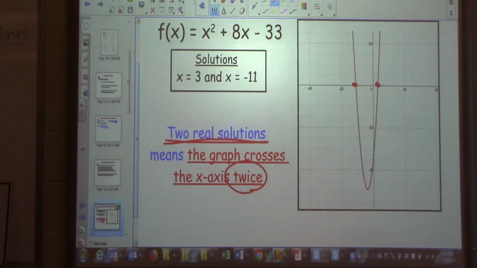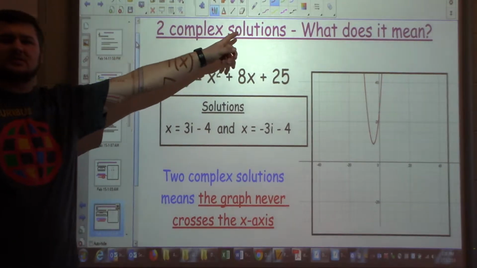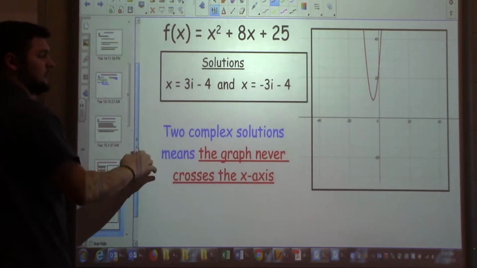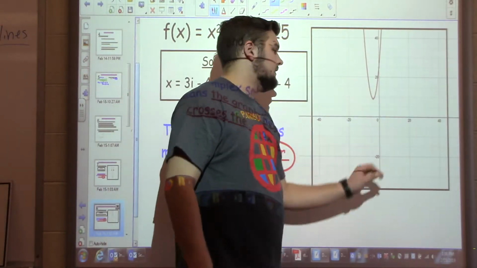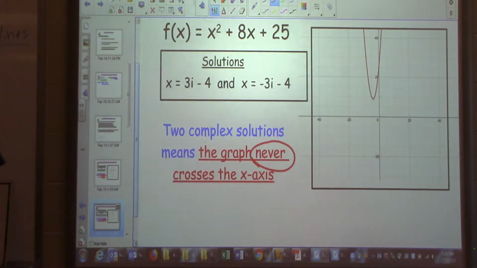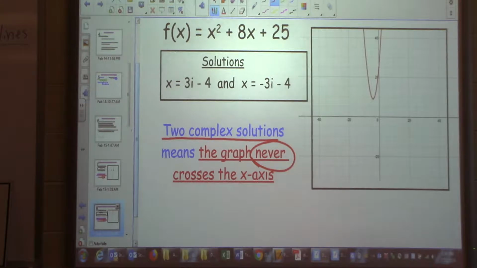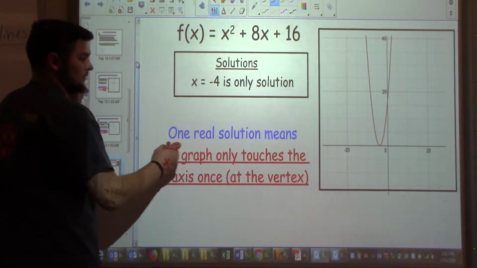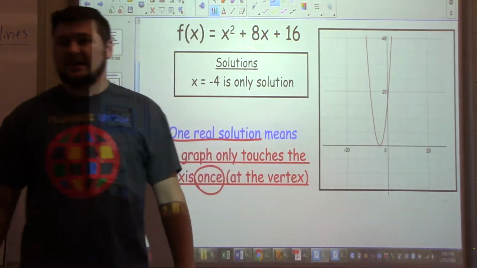Okay? We're going to have two complex solutions. What does that mean? What does complex mean? We're going to have imaginary numbers in our solutions. We're going to have two imaginary solutions, or two complex solutions, when it never crosses the x-axis. So you'll see it's either above or it's completely below the x-axis. It never touches it. So we're going to have two complex solutions if it never crosses the x-axis. And we're going to have one real solution if it touches it only once. You'll see the vertex is on the x-axis.